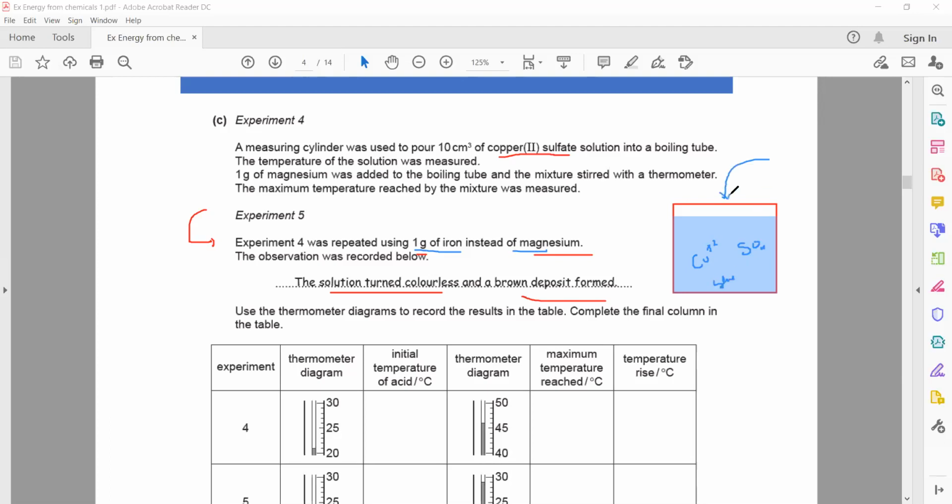And we add a metal, because experiment 4 was repeated using iron instead of magnesium. As you will learn in reactivity, iron is more reactive than copper. So this iron will displace copper from its compound. So what is the overall reaction here?